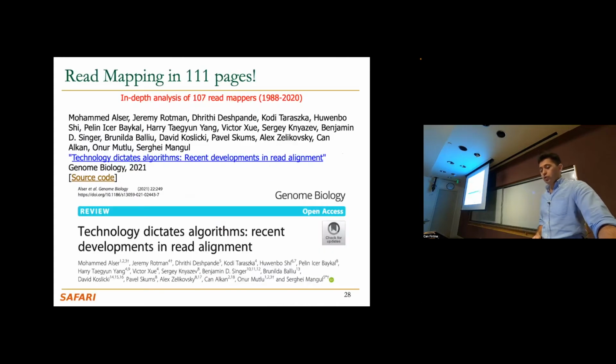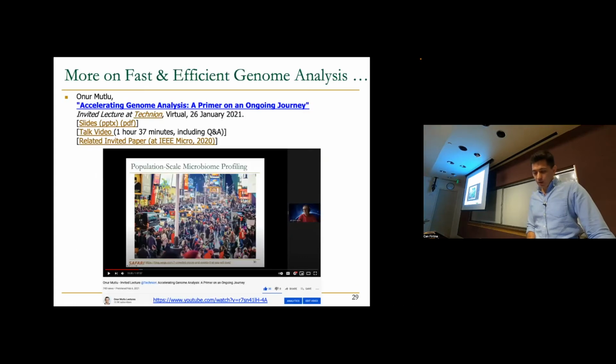We also do the analysis of existing works. For example, this work is a survey that analyzes all the efforts that have been done since, I guess, the 1980s for read alignment. This is a 111-page work. So if you are curious about learning more about the common methods in read alignment and read mapping, you can read this paper. This is also another lecture that I can point you to if you want to learn more about the genomic related works that we're doing in our group.